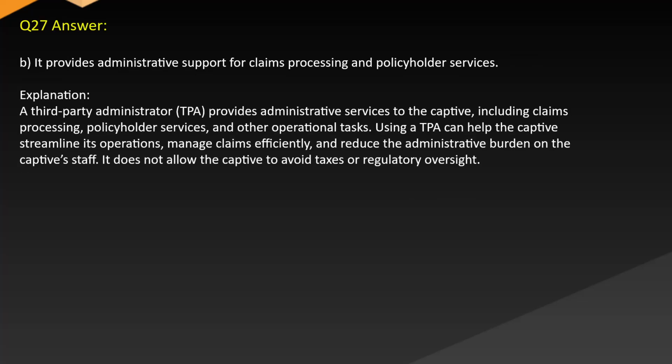Answer. B. It provides administrative support for claims processing and policyholder services. Explanation. A third-party administrator, TPA, provides administrative services to the captive, including claims processing, policyholder services, and other operational tasks. Using a TPA can help the captive streamline its operations, manage claims efficiently, and reduce the administrative burden on the captive's staff. It does not allow the captive to avoid taxes or regulatory oversight.